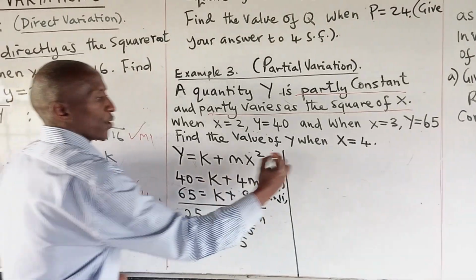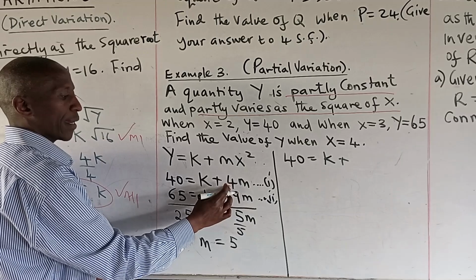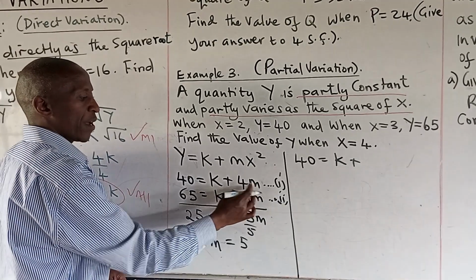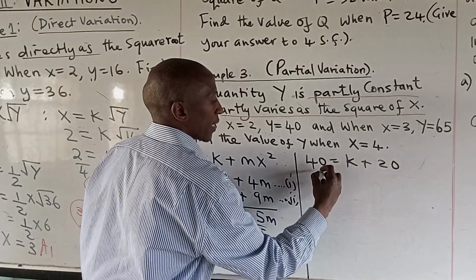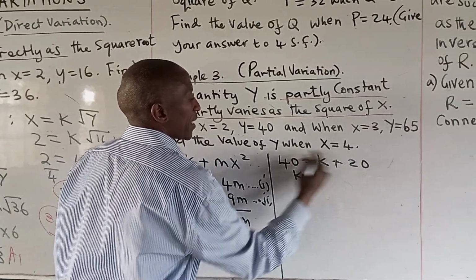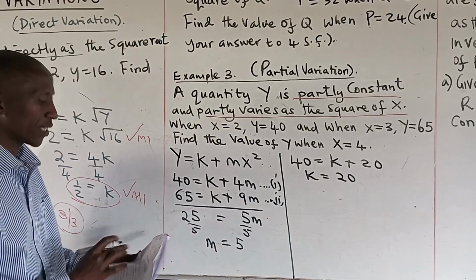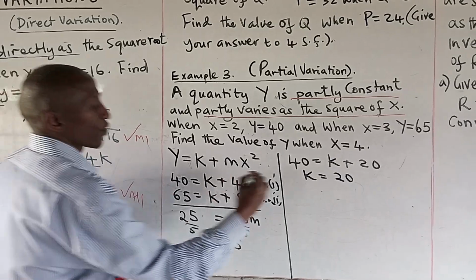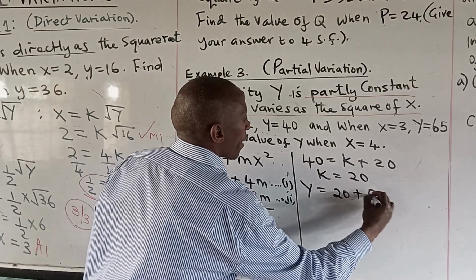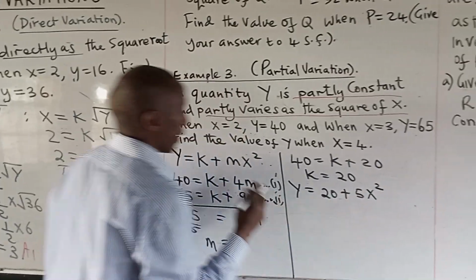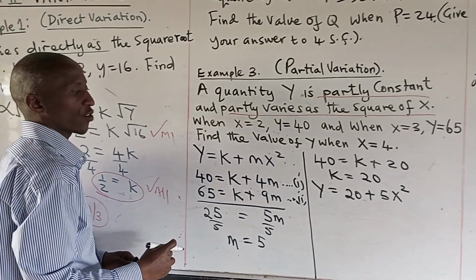So we use this to get the k. Using the simplest equation, we shall have 40 is equal to k plus 5, the value of m. So 4 times m, which is 5, is 20. And that means our k is 40 minus 20, k is 20. Once we have k being 20, we write the equation of y as y is equal to 20 plus 5x squared. Because m is 5 and y is varying directly as x squared.